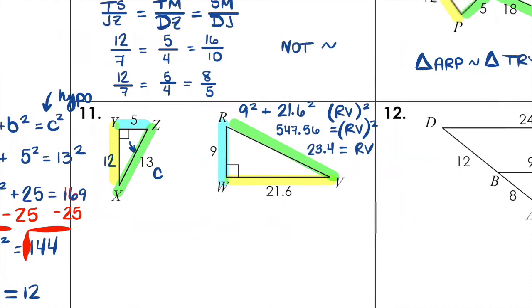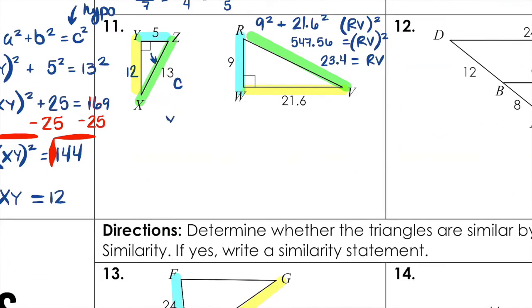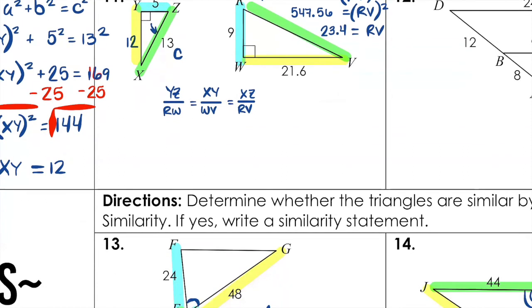So again, we need to set up our 3 ratios. So we got YZ over RW, XY over WV, and XZ over RV. Again, it doesn't matter who you put in the top, who you put in the bottom. It just matters that if the left triangle starts in the numerator, the rest of the sides need to be in the numerator. So we got 5 over 9. Hopefully that's what all our other ones reduced to. 12 over 21.6. And 13 over 23.4.